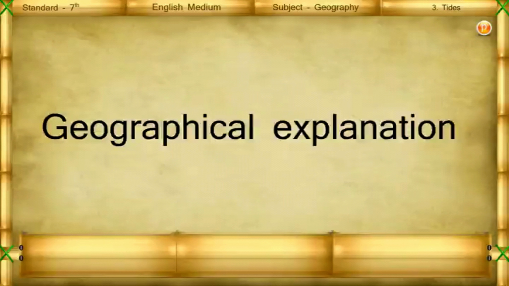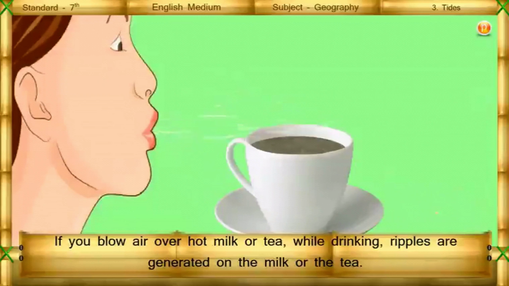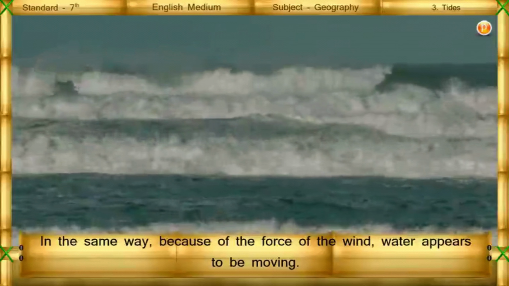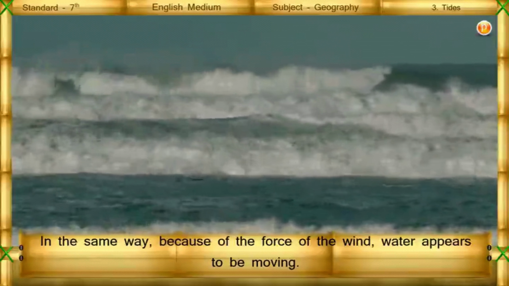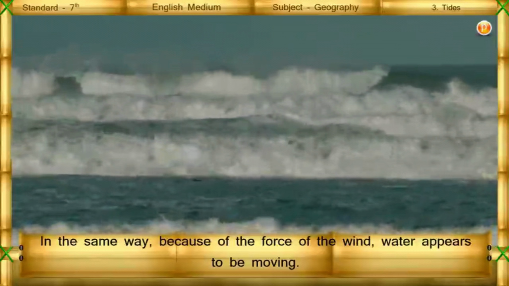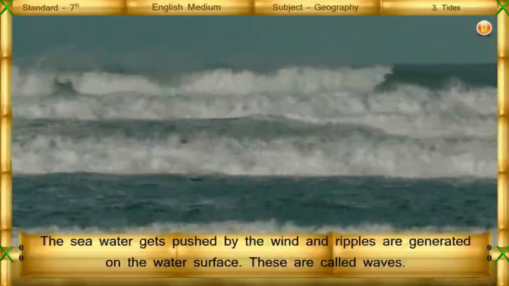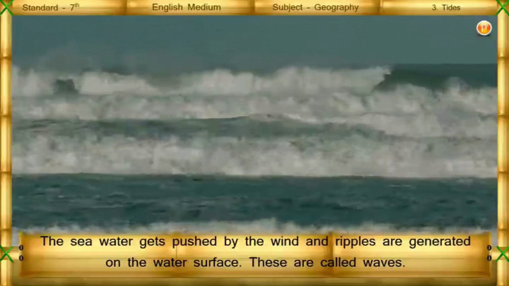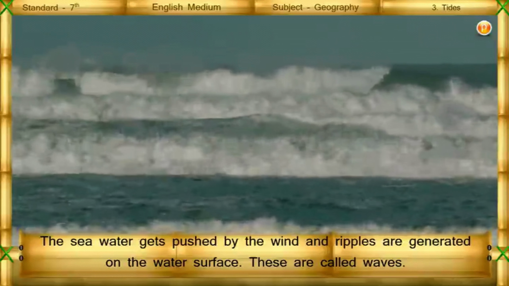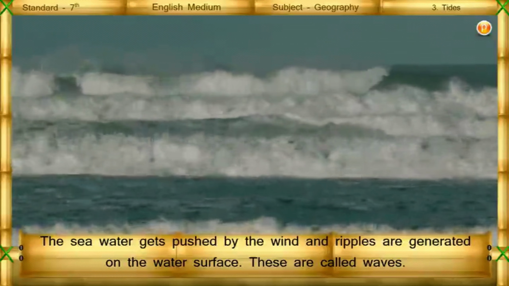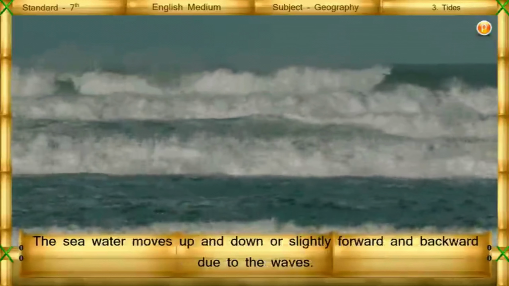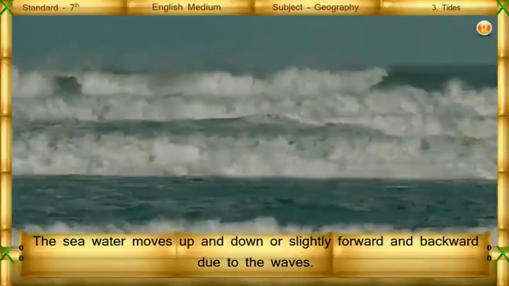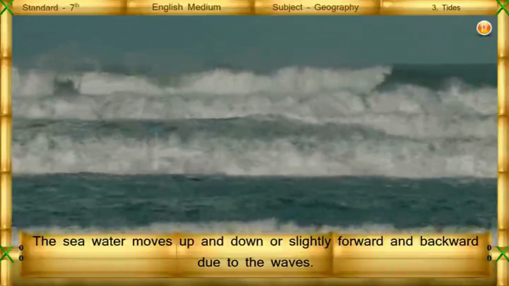Geographical explanation. Waves. If you blow air over hot milk or tea while drinking, ripples are generated on the milk or the tea. In the same way, because of the force of the wind, water appears to be moving. The seawater gets pushed by the wind and ripples are generated on the water surface. These are called waves. The seawater moves up and down or slightly forward and backward due to the waves.